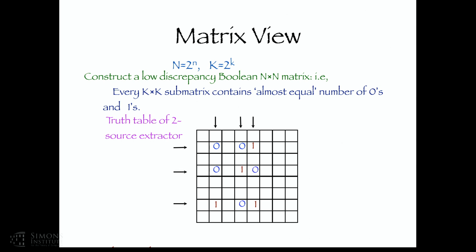So, by the property that it's a two-source extractor, if you look at any 2 power k columns and 2 power k rows, then the corresponding submatrix that you get roughly has equal number of zeros and ones. So it's a low discrepancy Boolean matrix, and such matrices have applications in communication complexity and other areas in computer science.